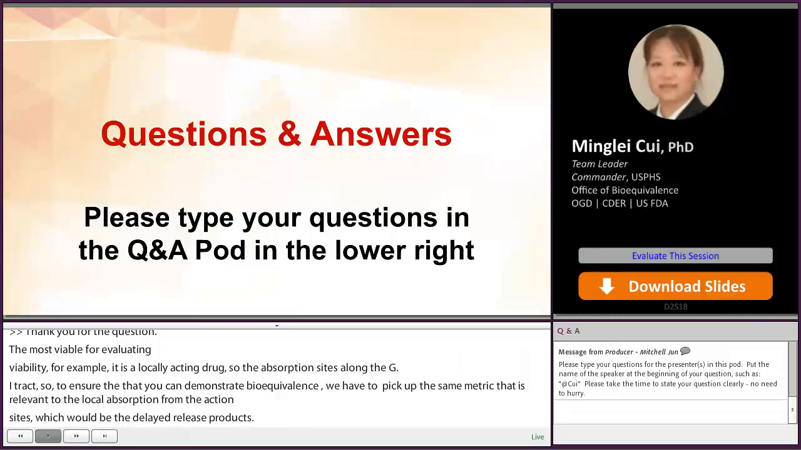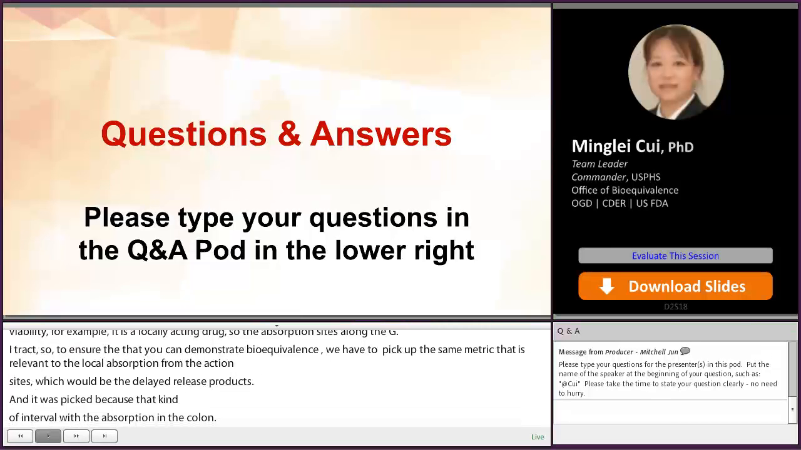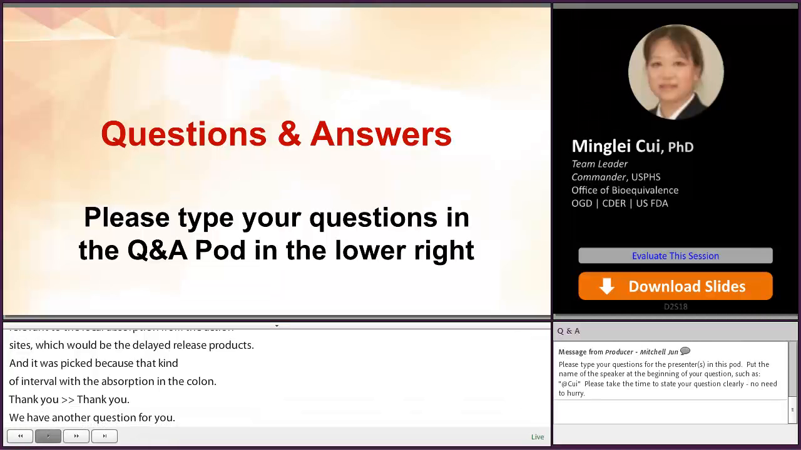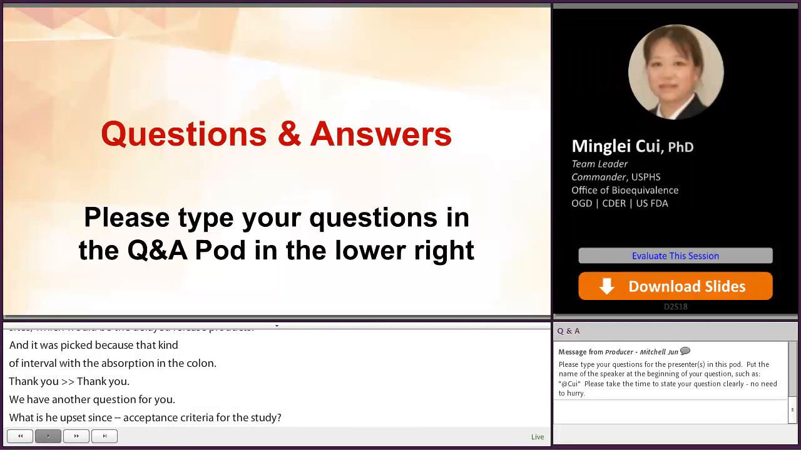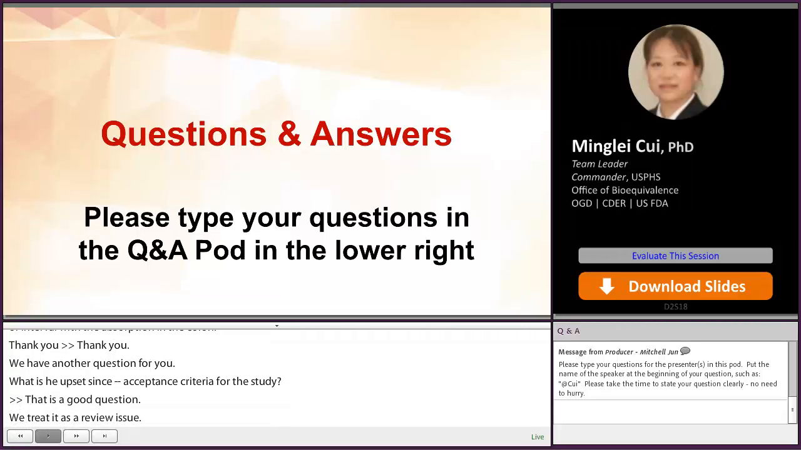Thank you, Commander. We have another question for you. What is the acceptance criteria for sucralfate pepsin inhibition? That's a good question. We do not have a very specific criteria in the PSG, so that's treated as a review issue. When you submit the data, we will compare the test and reference. If your data showed a very close comparable inhibition of the pepsin activity, then that's considered acceptable.